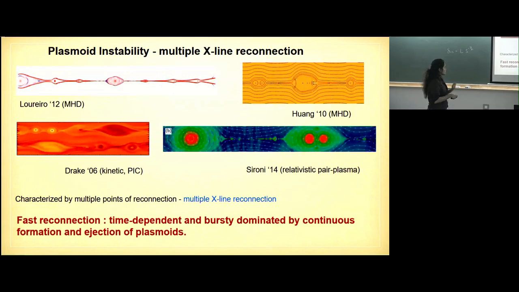So the attractive thing about plasmoid instability is that it is time dependent and bursty, which is useful to understand a lot of the astrophysical events that I mentioned to you earlier on, like solar flares and so on. Steady state models will not be so interesting to apply to understand these events, whereas the plasmoid instability has a time-dependent nature built in.